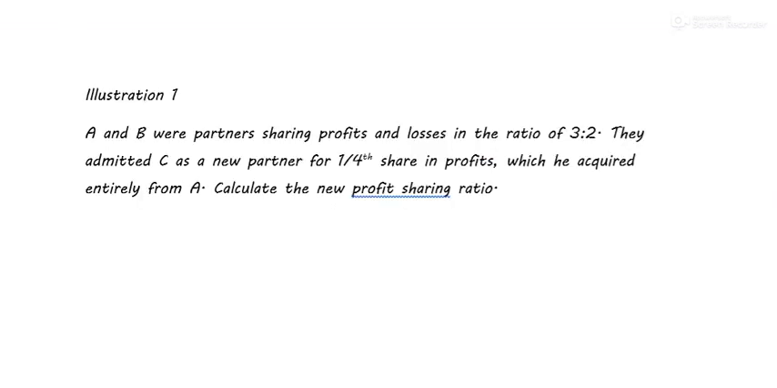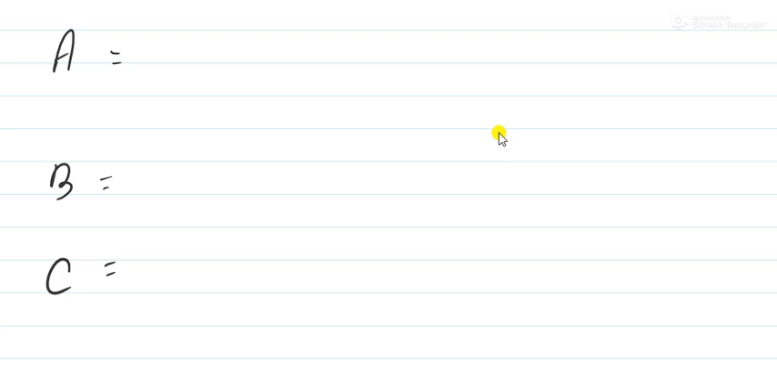So the share of A, B, and C. The old share of A was how much? It was 3/5, correct? 3 is to 2 means A's share was 3/5 and B's share was 2/5. Now C does not have an old share. C only has a new share of 1/4, which is given to him by whom? By A. Now B's share will not change, it will remain the same, means it will remain 2/5.